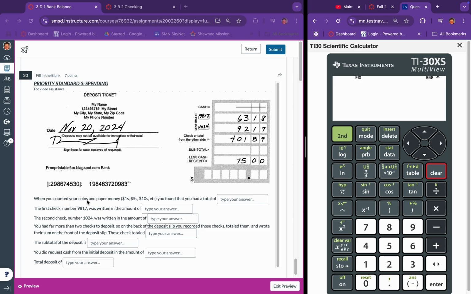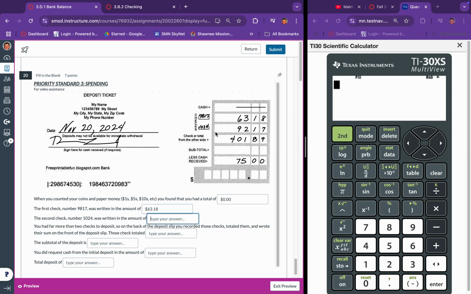When you counted your coins and paper money, your ones, your fives, your tens, etc., you found that you had a total of. Now you'll notice here there's nothing there. That means you didn't have any bills. So you had no cash. Okay, so put $0.00 there. You did, however, have a check that somebody had written to you, and the check number was 9817. And that check was written to you in the amount of $63.18. So $63.18 is a check that was written to you.